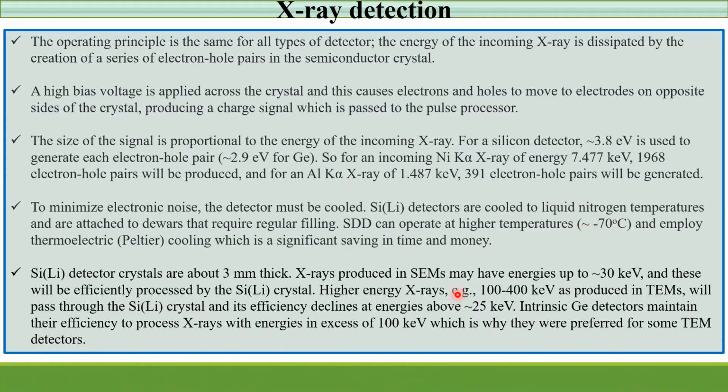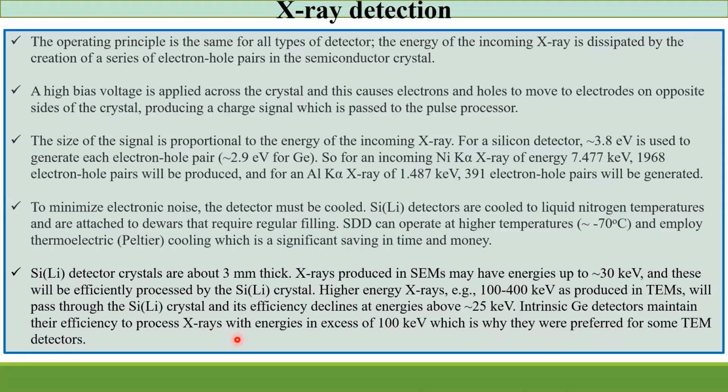Silicon lithium detector crystals are about 3 millimeters thick. X-rays produced in SEMs may have energies up to 30 keV, and these will be efficiently processed by silicon crystals. Higher energy X-rays, for example 100 to 400 keV, as produced in TEMs, will pass through the silicon crystal, and its efficiency declines at energies above 25 keV. So intrinsic germanium detectors maintain their efficiency to process X-rays with energies in excess of 100 keV, which is why they were preferred for some TEM detectors.